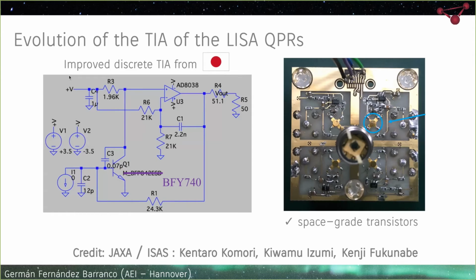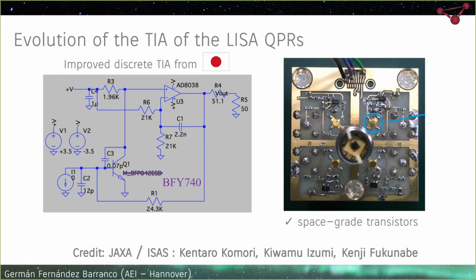Our colleagues from JAXA in Japan took this transistor-based topology and gave it a little spin, improved it further by doing several modifications. For example, removing one of the two transistors of the cascode because they realized that the performance wasn't limited by this, so one transistor could be enough. They also reduced the supply voltage to decrease further the power consumption. They also reduced the transimpedance amplifier gain, lowering this resistor here to avoid potential saturation of the QPRs. And finally, they also created a prototype using space-grade transistors.